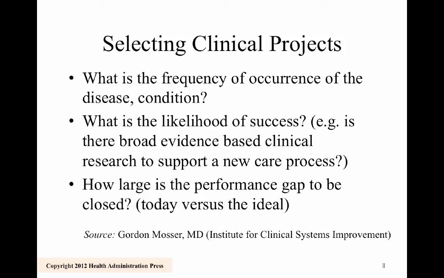So, selecting clinical projects, you may want to consider some of these things. What is the frequency of occurrence of the disease or condition? Likelihood of success. How large is the performance gap, meaning where are we today versus where do we want to be? If there is a big gap, maybe you're looking at some quality measures where there's a large gap between your organization and a benchmark, or even a median score across the industry, or comparing to your peers. Those may end up triggering which projects you want to take on first.